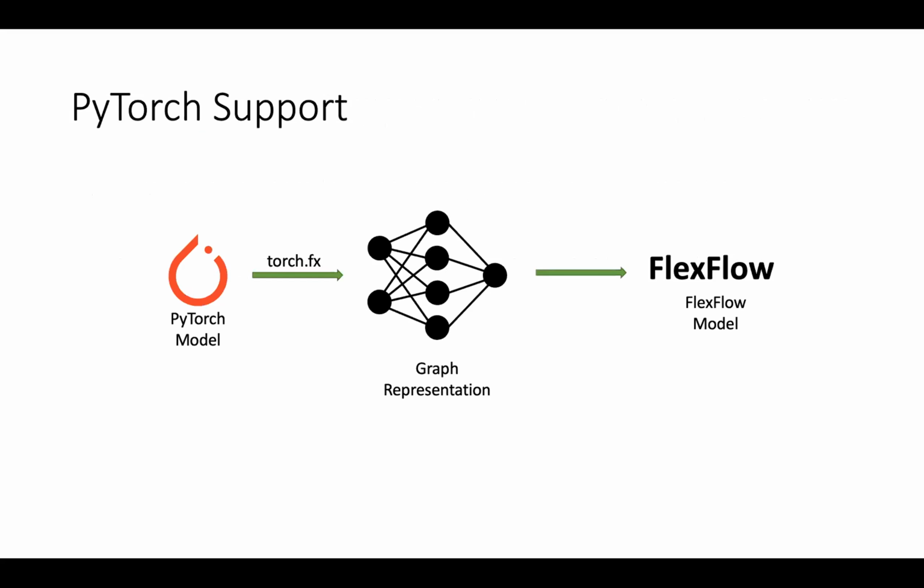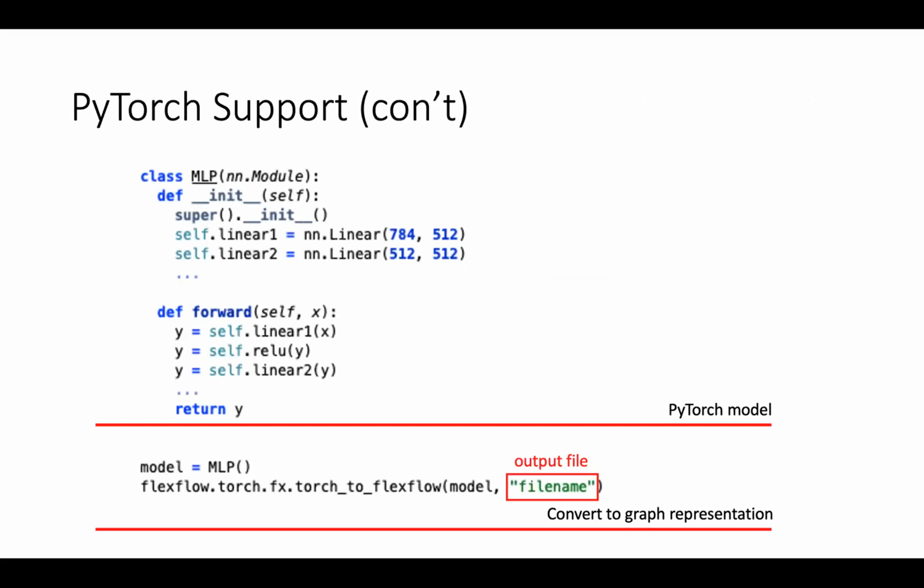So in order to support PyTorch, we use a new feature of PyTorch called TorchFX. The FX module is able to convert a PyTorch model to a graph representation. Then FlexFlow is able to iterate the graph and reconstruct the model with the FlexFlow API. The ONNX support is also taking a similar approach. Now let's look at an example. Here is a PyTorch model. People can use this torch to FX function to output the model into a file. The file contains the graph representation of the model.